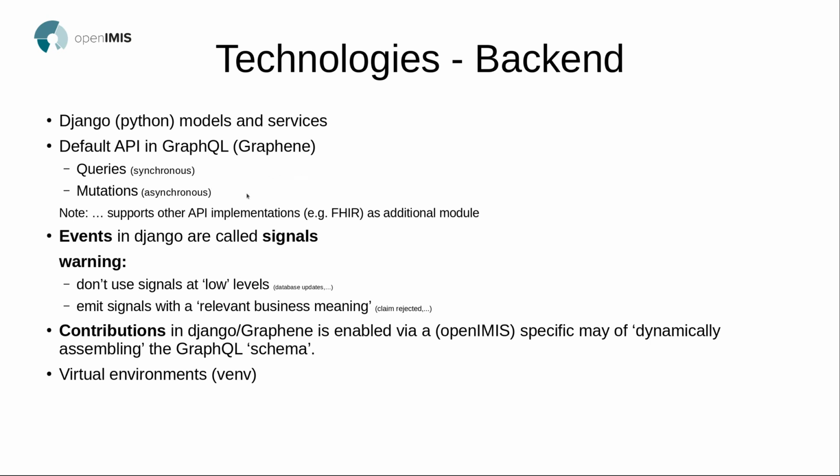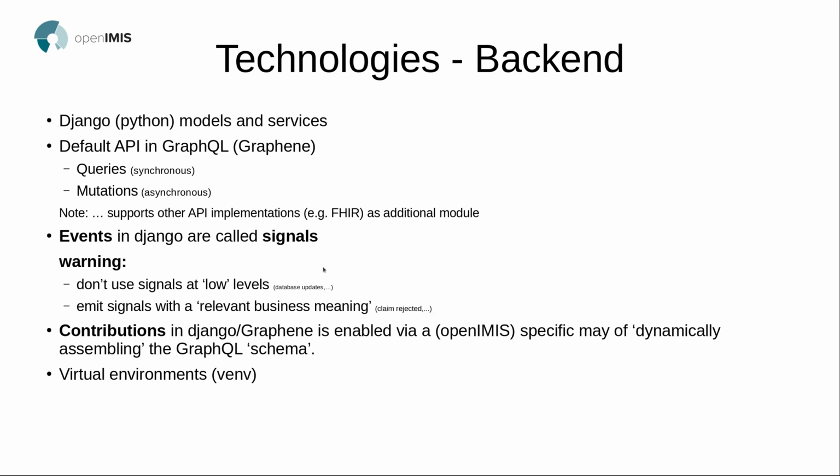The mutations, so the creation, deletion, or update of objects, are asynchronous. So the backend records the mutation and returns an identifier to the caller, but the processing of the mutation is performed in the background asynchronously. Other APIs are possible for the modules, but they are implemented as additional modules. This is the way the FHIR API has been implemented.